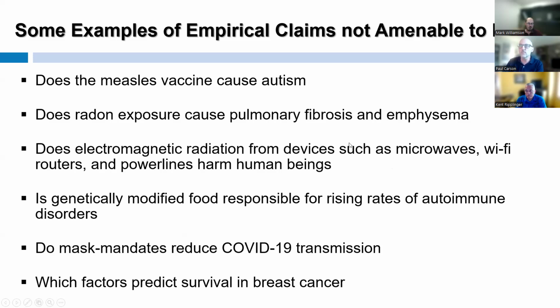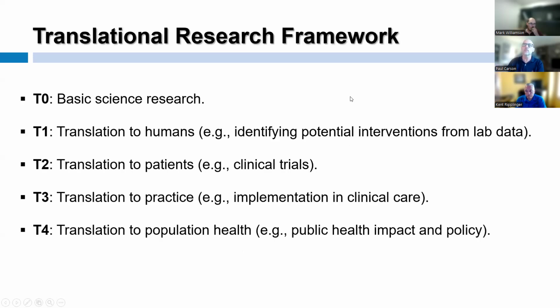Similarly, does electromagnetic radiation from devices such as microwaves or Wi-Fi routers or power lines harm human beings? Not going to really get a randomized trial there. And you can see other examples here. At the bottom here, what factors predict survival in breast cancer? That's going to be better handled with observational studies.